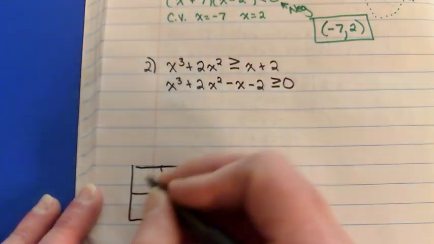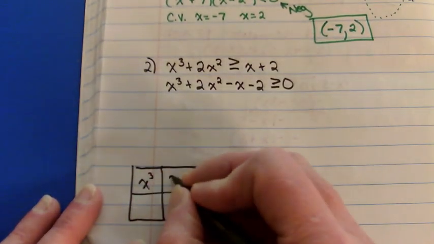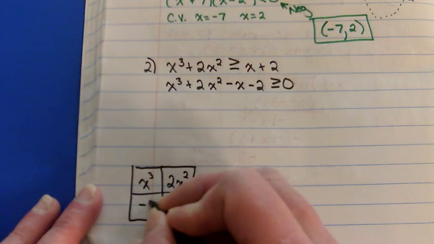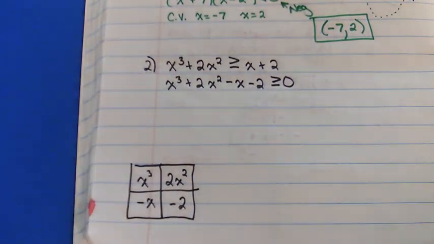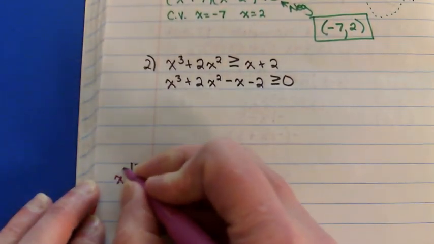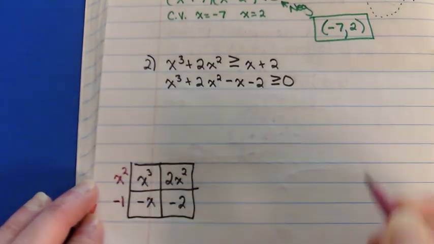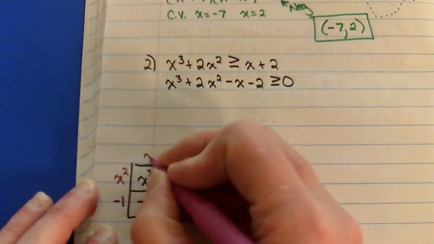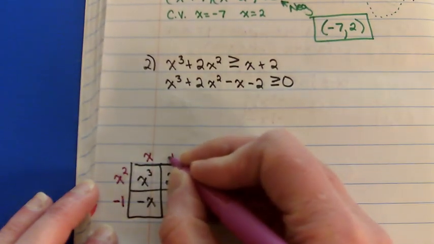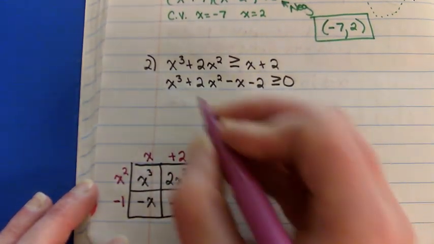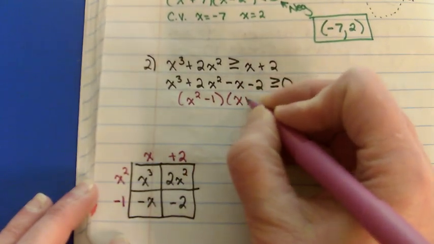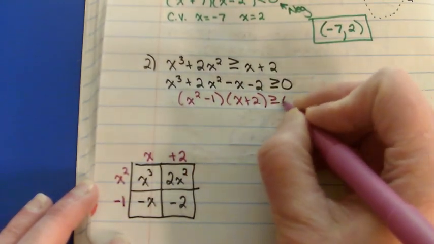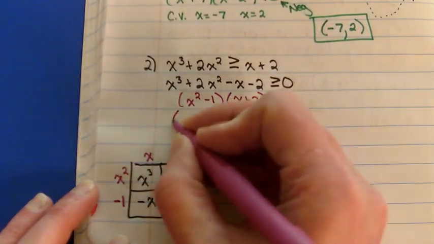I'm going to use my factor box. I'm going to plug in each of those 4 terms. And now they are grouped. So I'm going to start with the first row. They both have an x squared in common. This has a -1 in common. X squared times x, and this would be a +2. So I have x squared minus 1 times x plus 2. This can factor again.